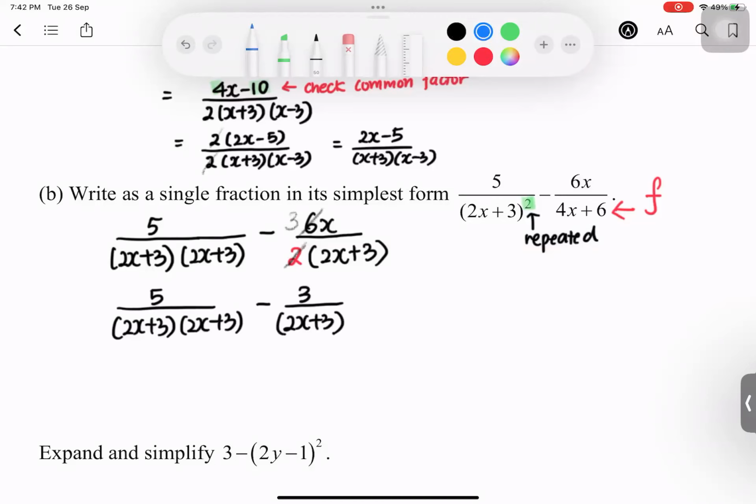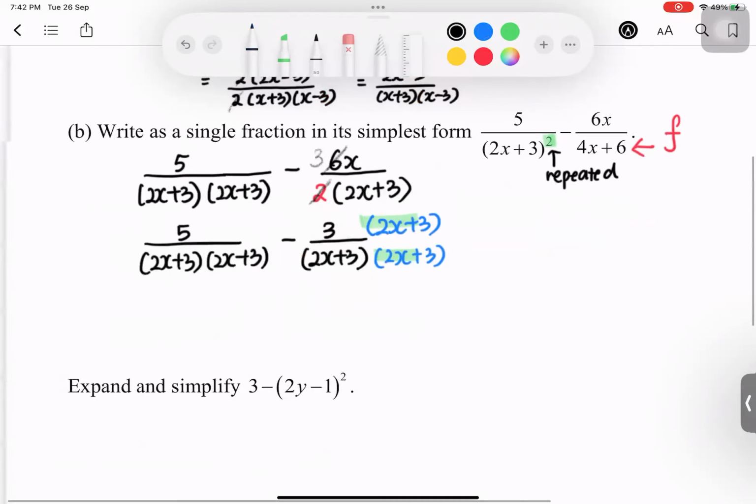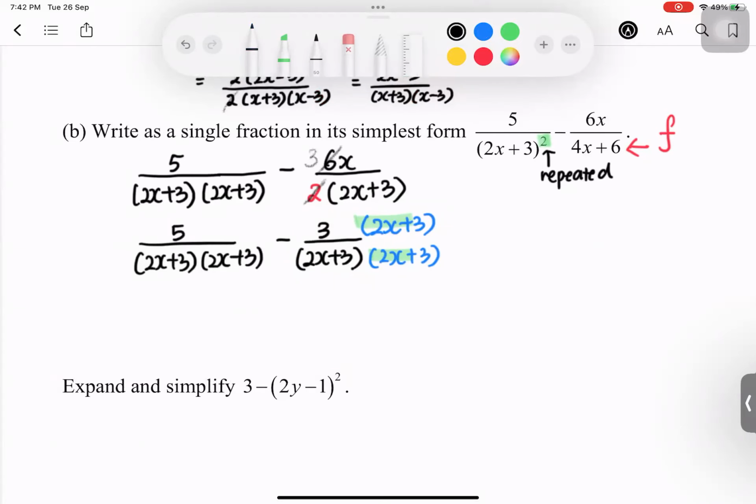Now we want to make them the same denominator. What do I need to multiply to this? I need to multiply one more 2x plus 3. Until here, is this okay? So first things first, power square. Square means repeat 2 times, exactly the same. Then check, can you factorize or not? Check denominator, can you factorize?